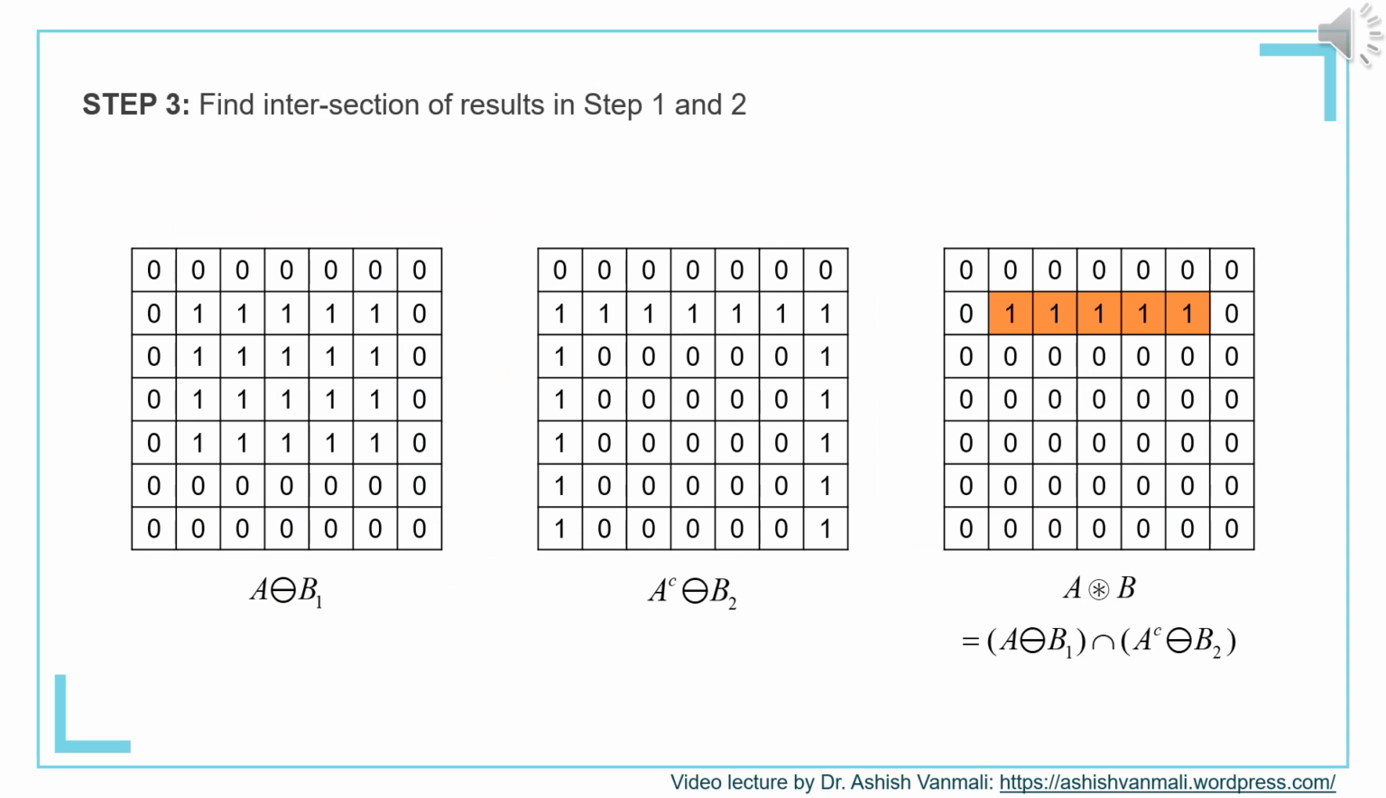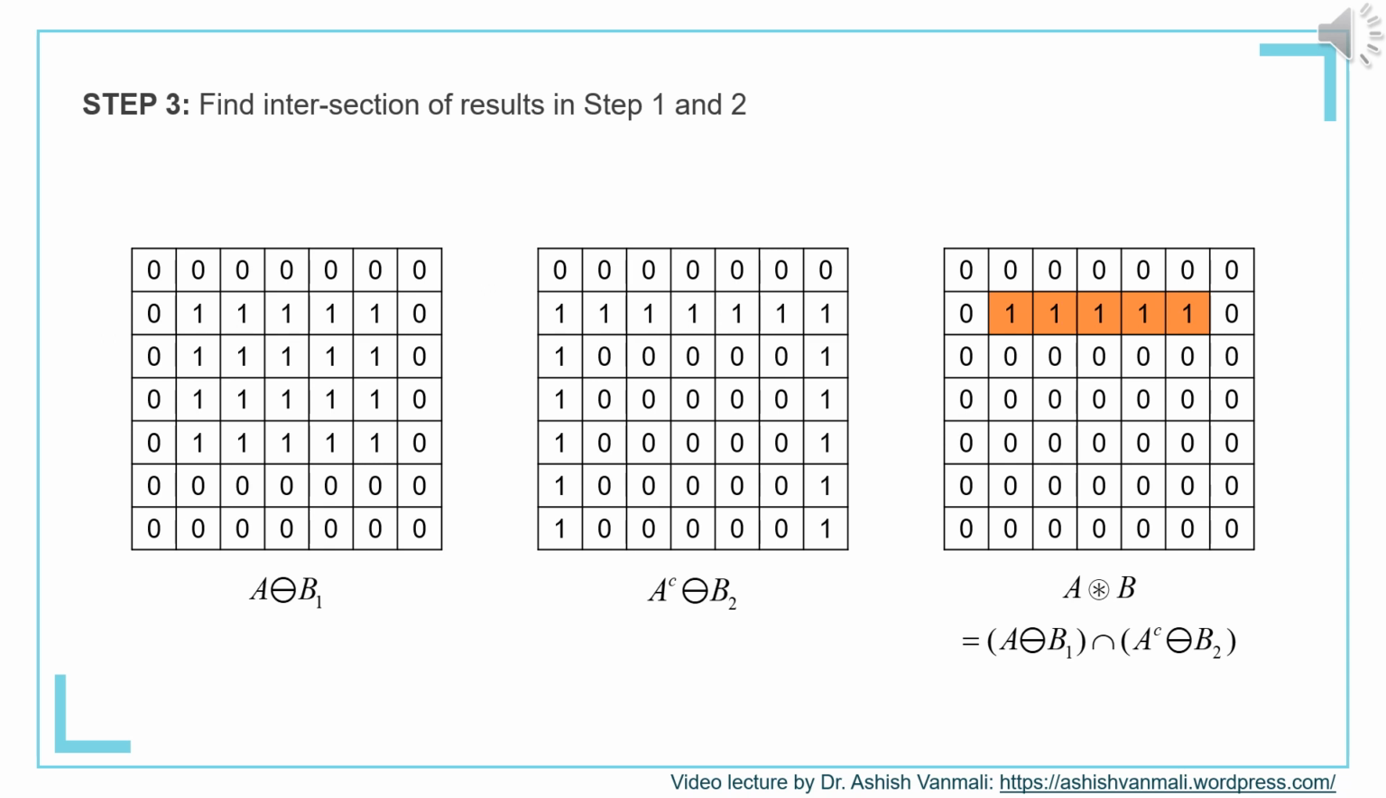Now step 3 is to find the intersection of the results obtained in step 1 and step 2. The result of A eroded with B1 is shown in figure 1. The result of A complement eroded with B2 is shown in figure 2. So those are our results of step 1 and step 2. We are going to find the intersection of these two, and that will be our final result of the hit or miss transform, shown in the third figure over here.